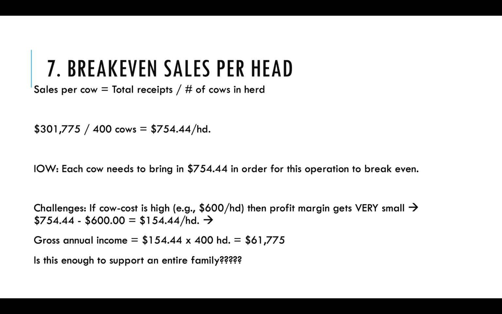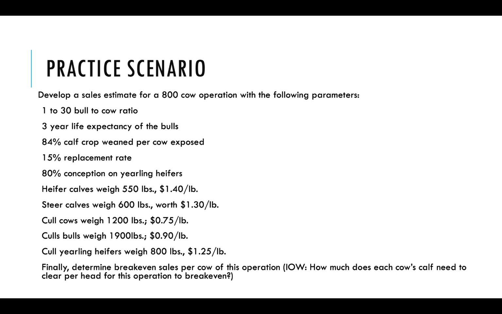All right, so that is how you break down the marketing scheme for a cow-calf operation with multiple sources of income. Okay, and so if you need a practice scenario, this is a good one to work through. It's a little bit different than the previous one. So feel free to use this as a practice scenario. This is also a practice scenario in your worksheets.